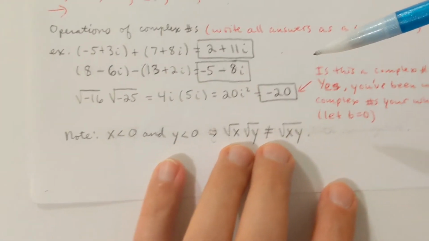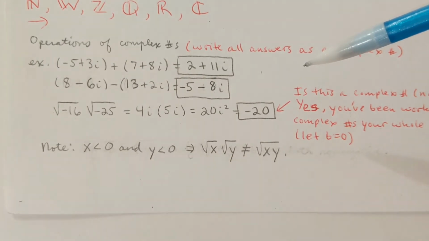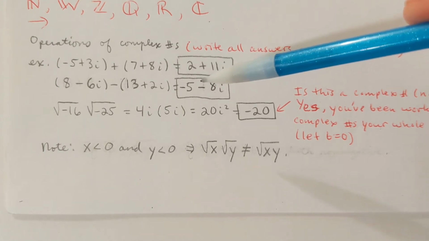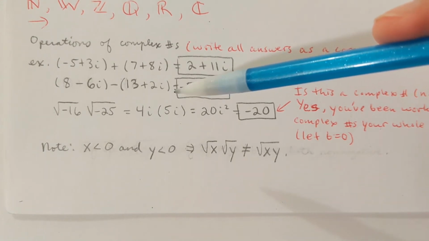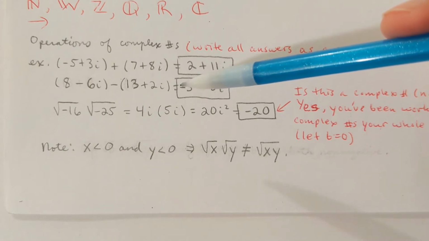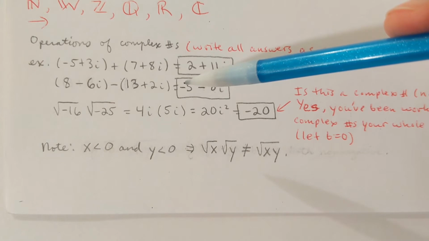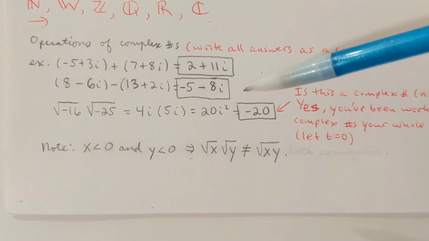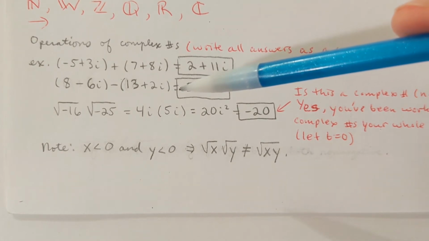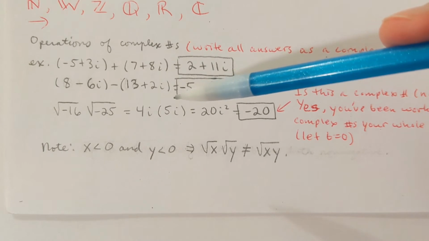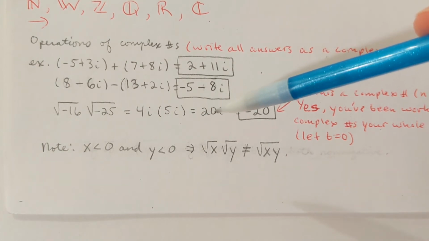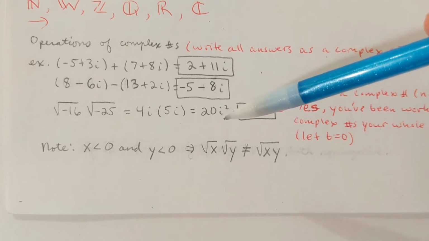Now, one thing that students will do is, for example, with the square root of negative 16 times the square root of negative 25, they'll take away any imaginary form, and write the square root of negative 16 times negative 25. Negative times negative is positive. 16 times 25 is 400, so you've got the square root of 400, which is 20.